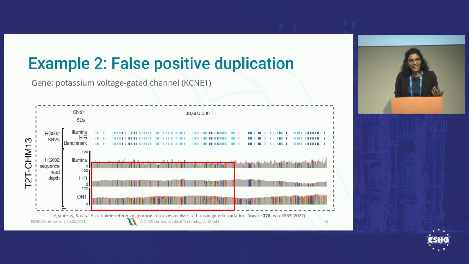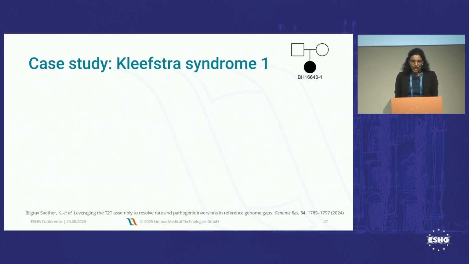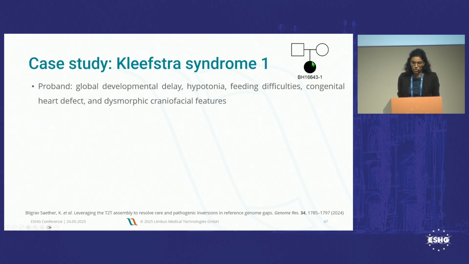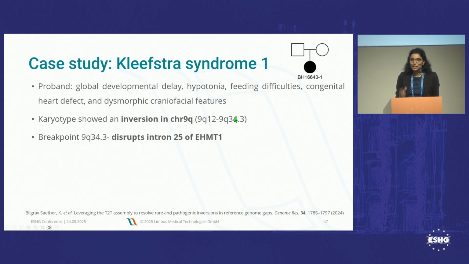So we can now see a case study of how this has been represented. We are talking about Kleefstra syndrome 1, where the proband was a child who came in with the symptoms associated with Kleefstra syndrome, but they noticed that the parents were unaffected. That means to say that it was a de novo variation. What they observed when they karyotyped was that there was an inversion in chromosome 9 between Q12 and Q34.3. But they could not observe this breakpoint in hg38 or hg19. And what the breakpoint did actually was it disrupted intron 25 of this EHMT1 gene, which leads to haploinsufficiency, as a result of which it caused the syndrome.